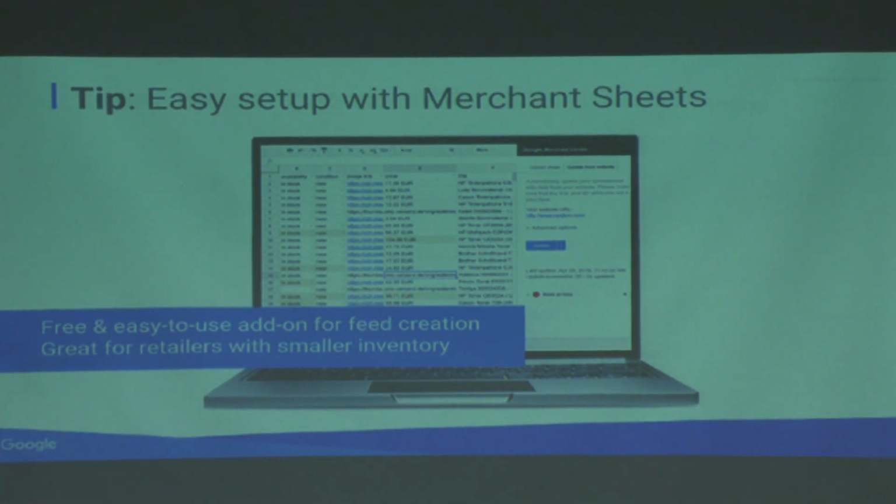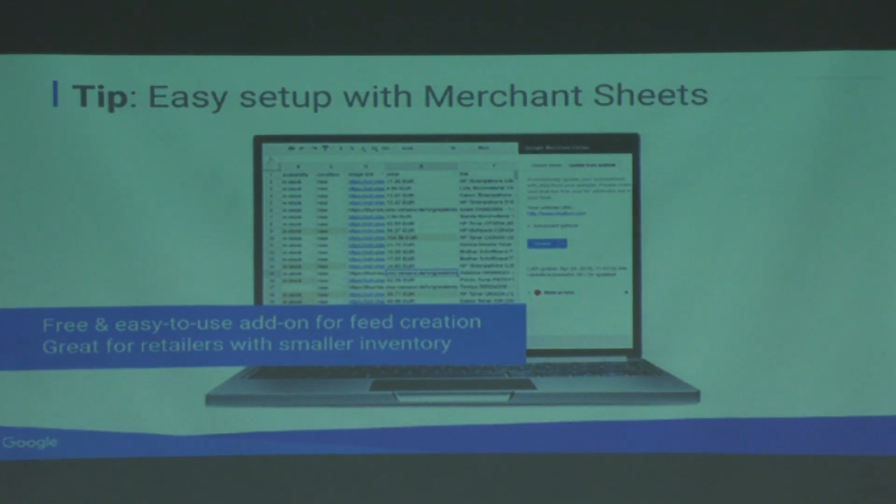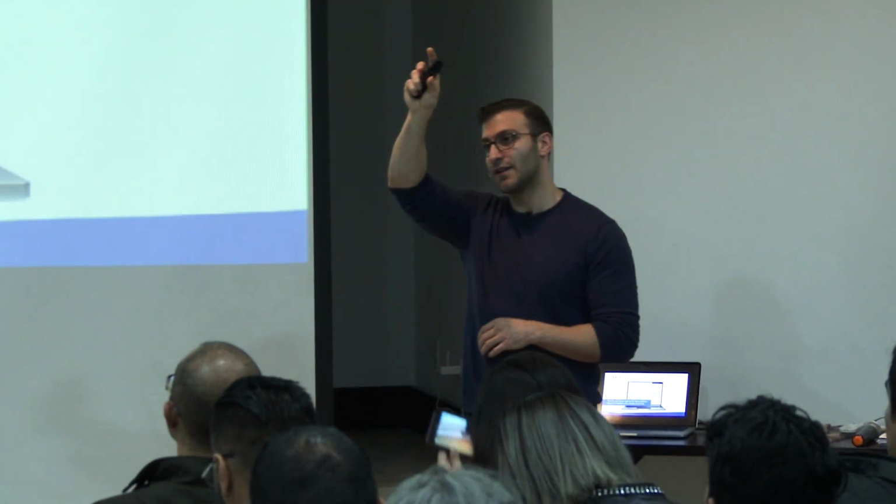I mentioned this in the previous slide. If you're just getting started and you don't have many products, if you really just want to see all of the required attributes, please research the Google Merchant Center Merchant Sheets add-on. It really shows you all of the different attributes, which ones are required, which ones are optional, and which ones are required for certain product categories, excuse me.